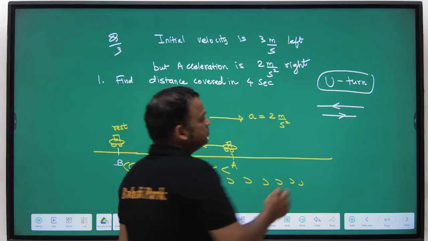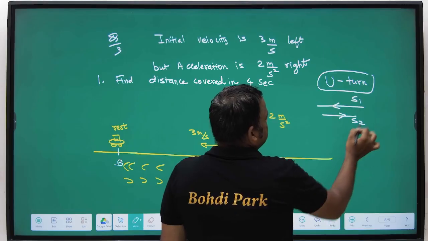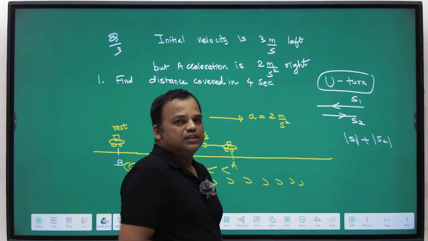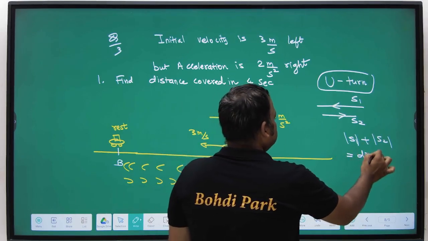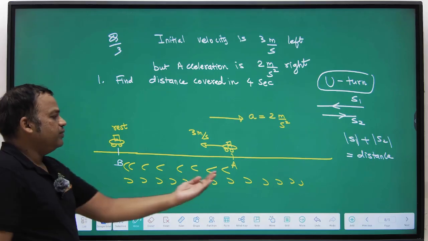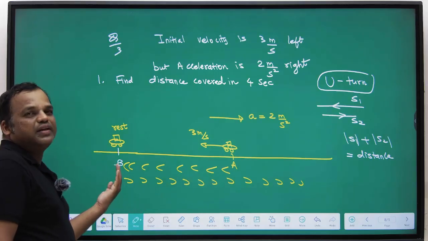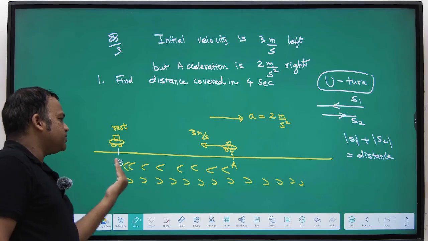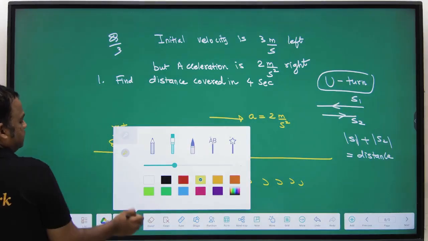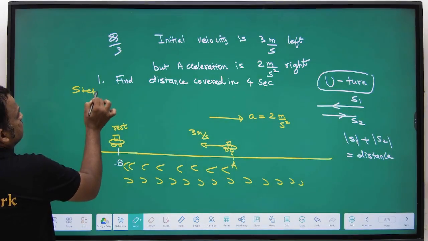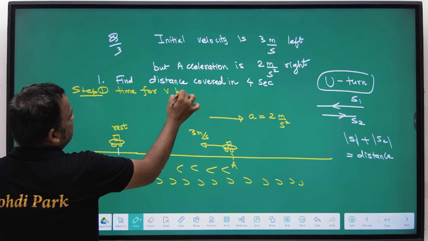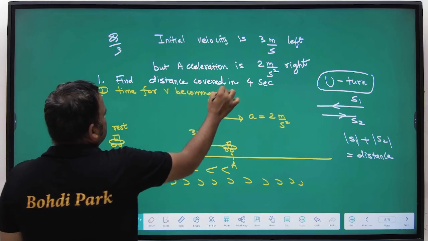Suppose this is S1 and S2. So magnitude of S1 plus magnitude of S2 will be the distance. So how to find distance? Here we will see how much time it is taking for velocity to become 0. So let's find out. Time for velocity becoming 0.